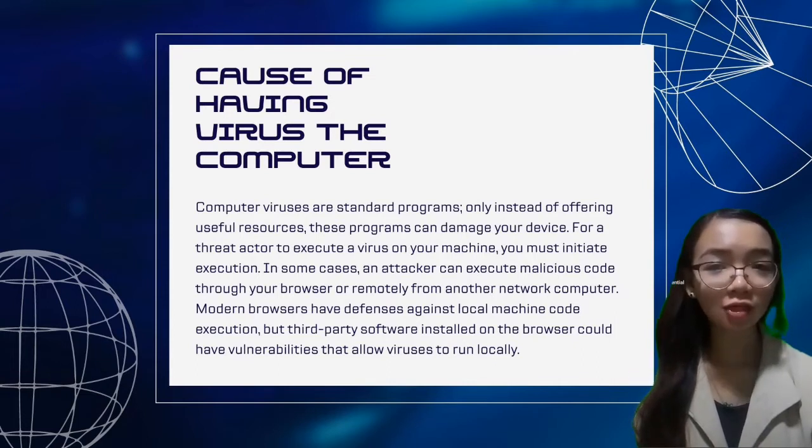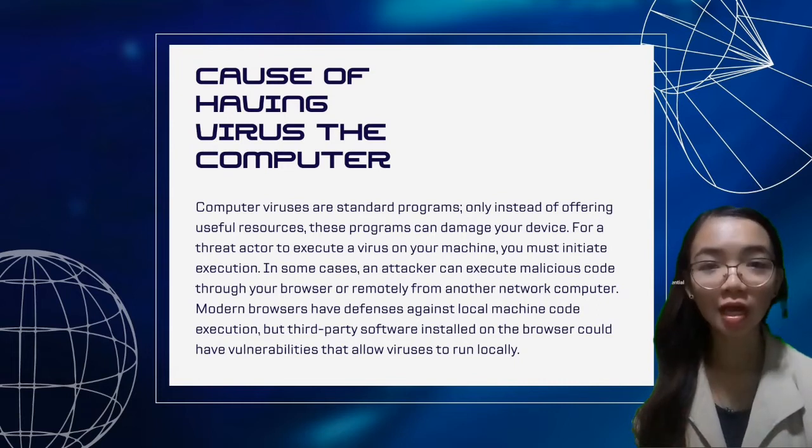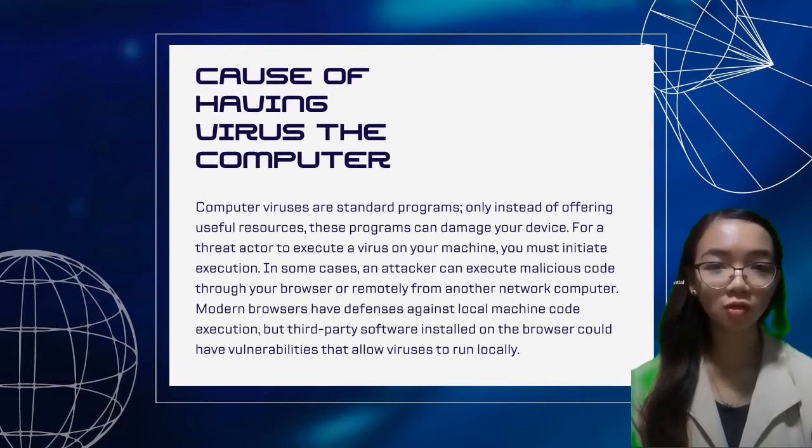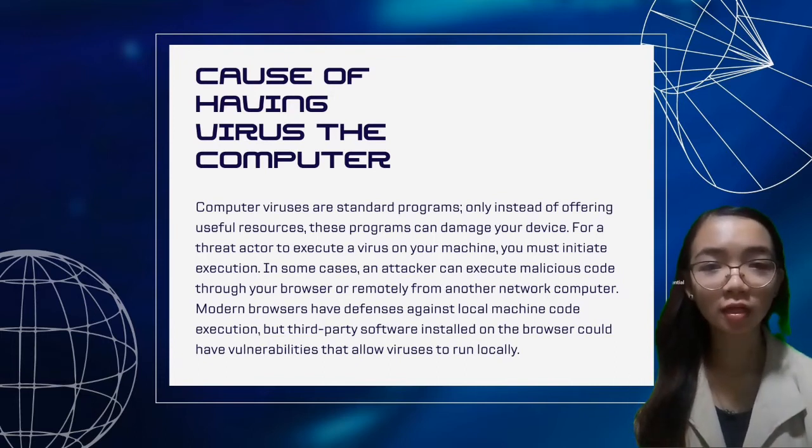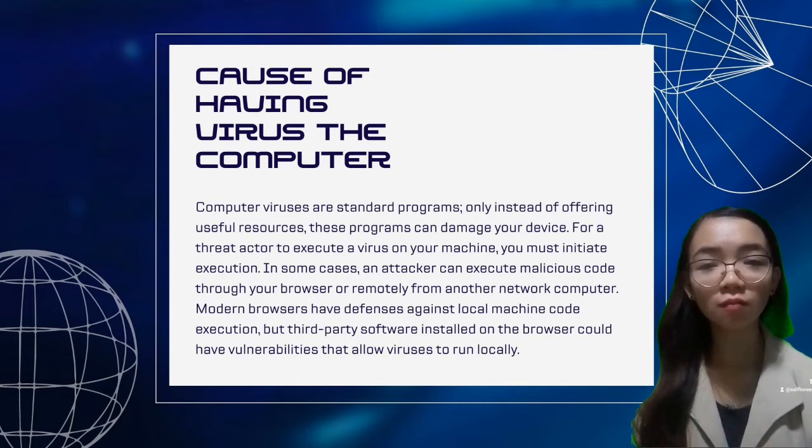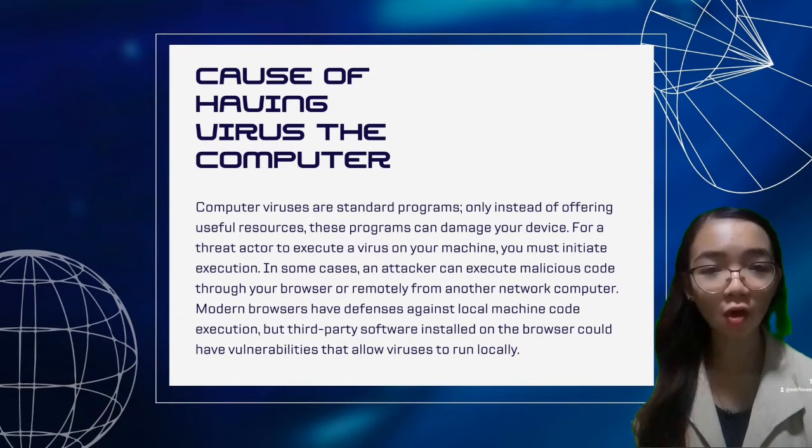For a threat actor to execute a virus on your machine, you must initiate execution. In some cases, an attacker can execute malicious code through your browser or remotely from another network computer. Modern browsers have defenses against local machine code execution, but third-party software installed on the browser could have vulnerabilities that allow viruses to run locally.